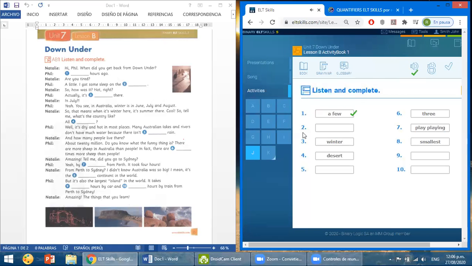A little. I got some sleep on the... this is a word, a transportation, a plane. Do you know this word, plane? An airplane. Okay, Phil is traveling. He was traveling by plane. And he says, I got some sleep on the plane. Okay, let's continue with number 3.